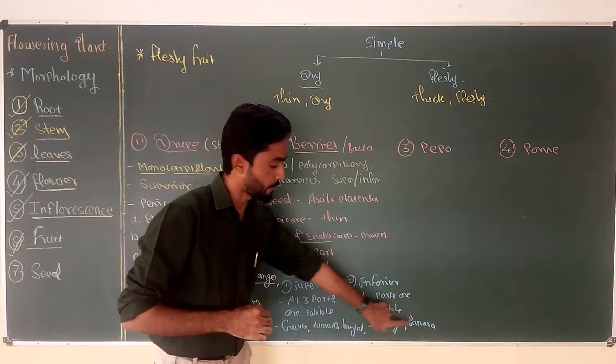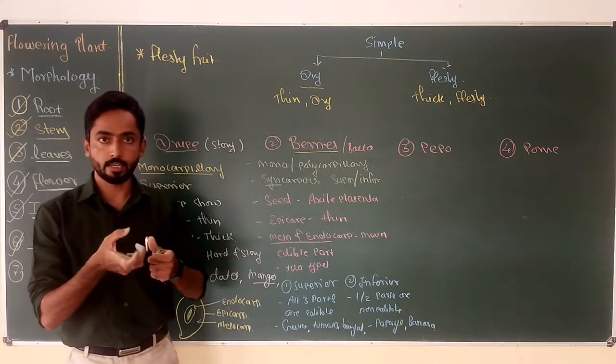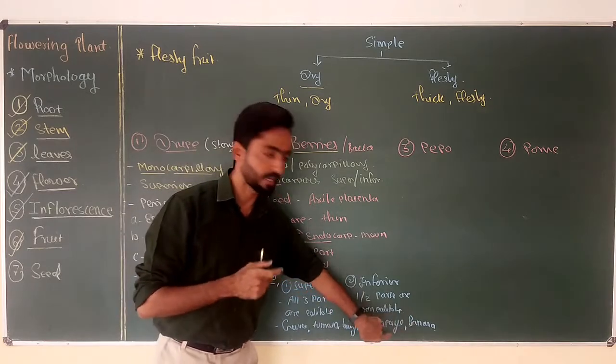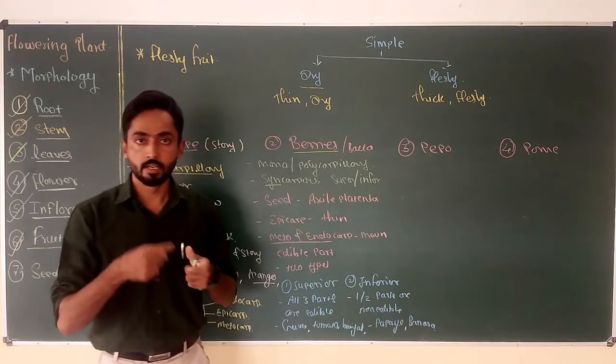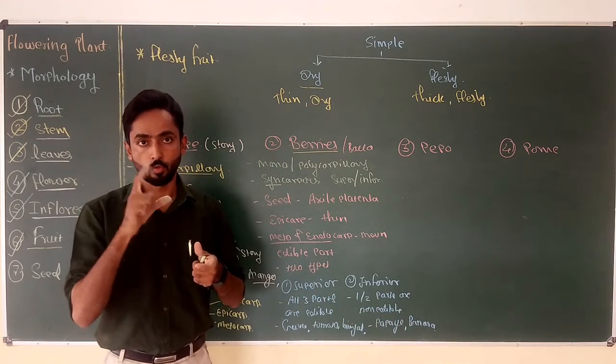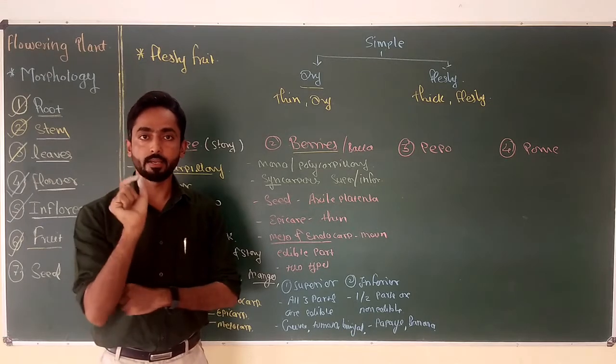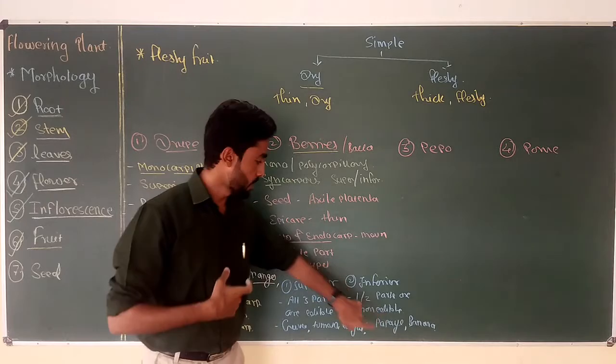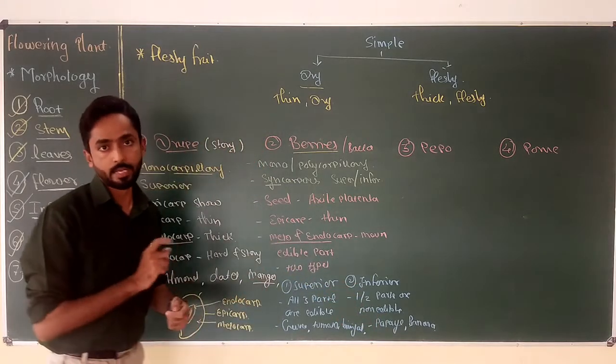In case of both this type of fruit, generally we do not eat skin or outer covering, that is epicarp, in banana as well as in papaya. We only eat meso and endocarp. So one part of the fruit, that is epicarp, is non-edible. So both this type of fruit come under inferior berries.